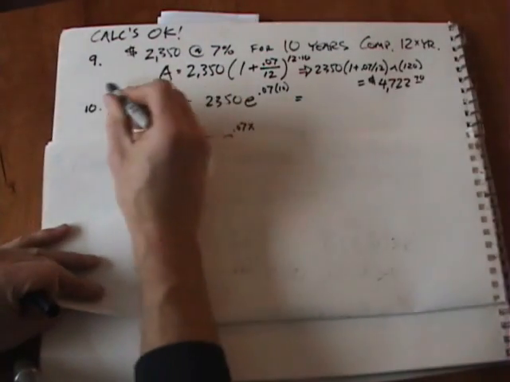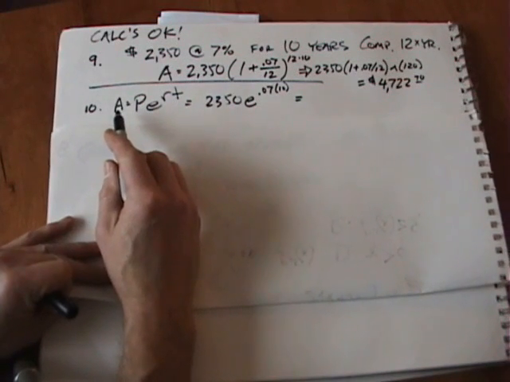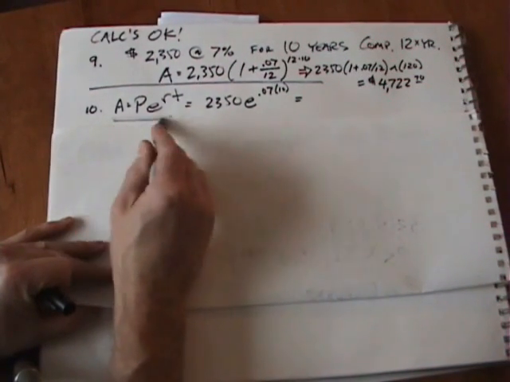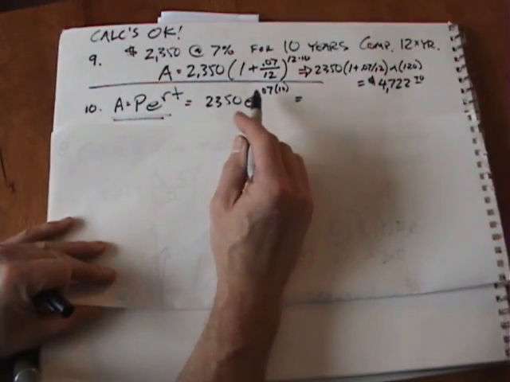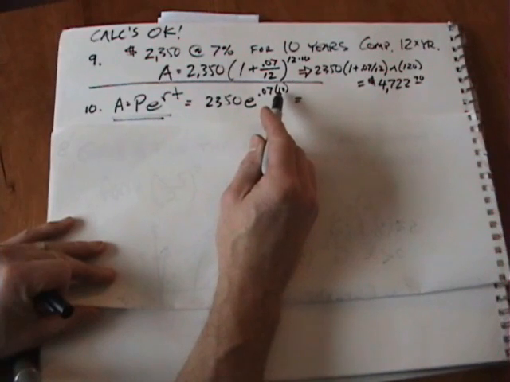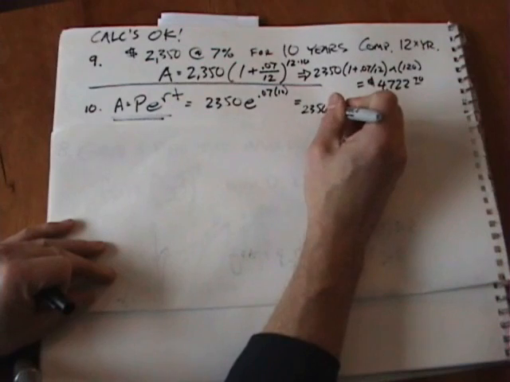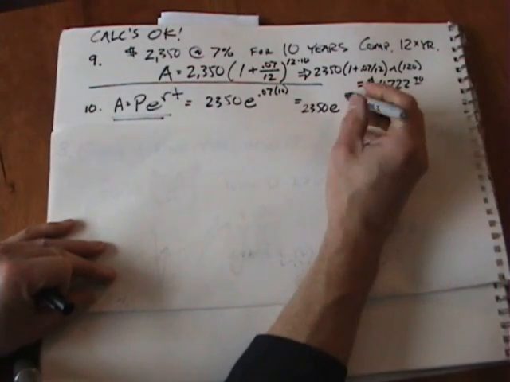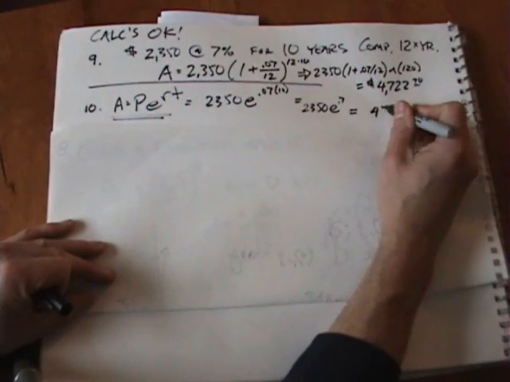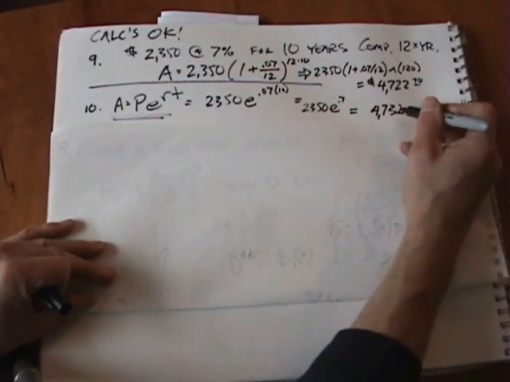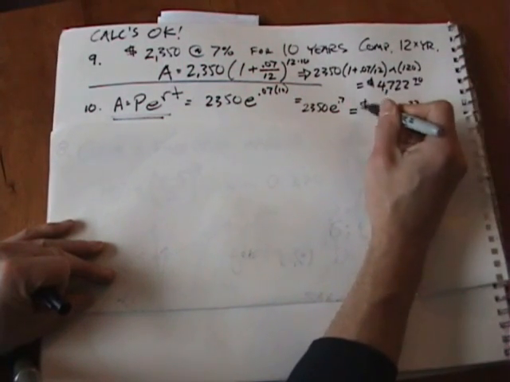Then the next equation, that's this one here, is if it's growing continuously, we use this equation, and this is our principal, there's our e, and the rate is 0.07, and it's not 1.07, it's just the rate times 10, so it just becomes 2350 and then e to the 0.7, and this will give us an answer of 4,732 and then 32 cents. All right, and that's in dollars, of course.